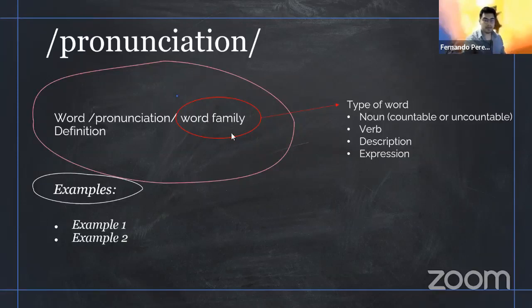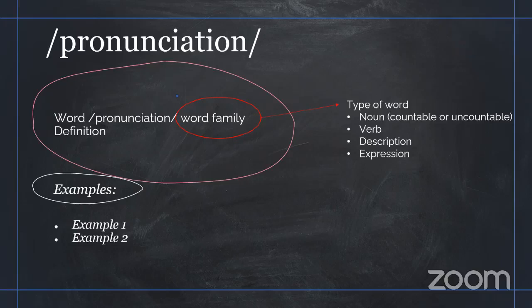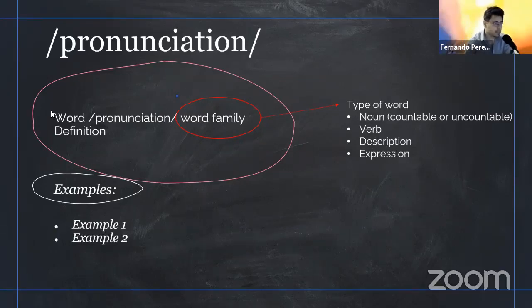Do you understand word family? Yes, teacher. Perfect. To these words, noun, verb, descriptions, and expressions, we will collocate colors for identification. Identification of colors. A noun will be color blue. Okay? A verb will be color green. A description will be color orange. And an expression will be color brown.